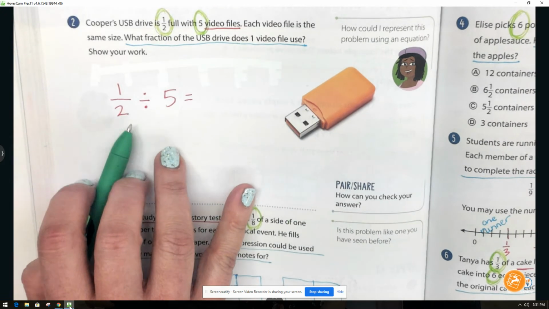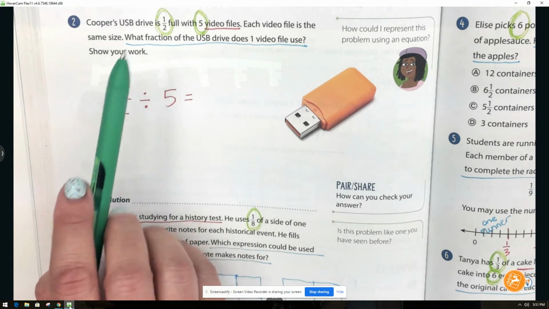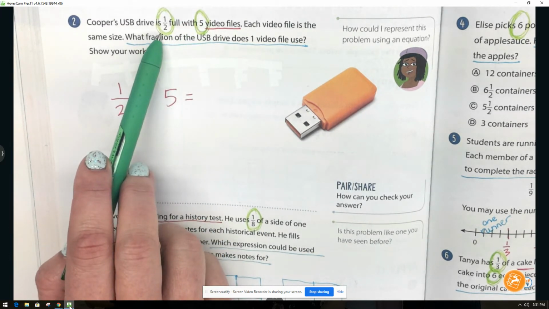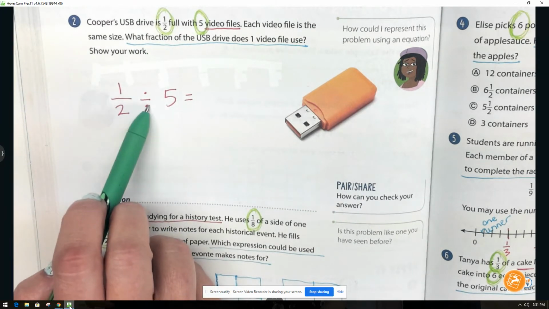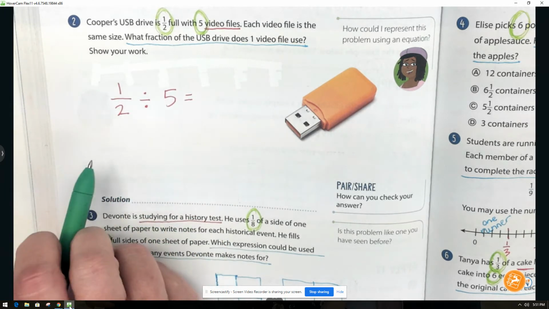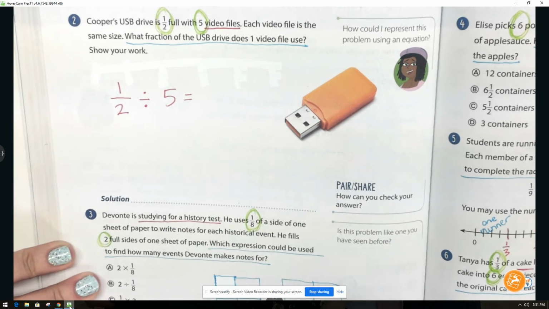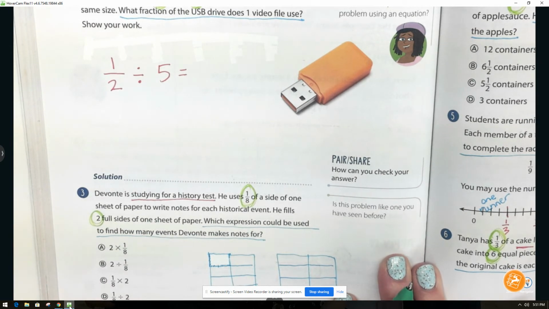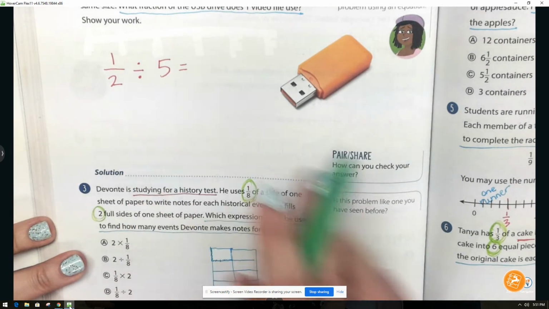So we know that the USB is half full, because it says that it's half full, and we're going to divide it by the 5 videos that are filling that USB drive to make it halfway full. So what is 1/2 divided by 5? Again, here you might choose just to simply do the equation, or you might want to draw, again, my favorite, an area model, where you show 1/2 and then you break that 1/2 into 5 equal sections, and then you get your answer.